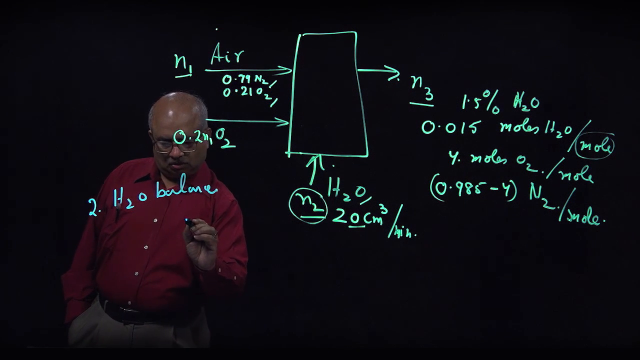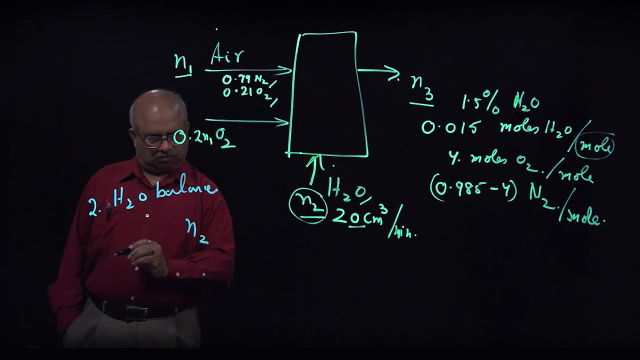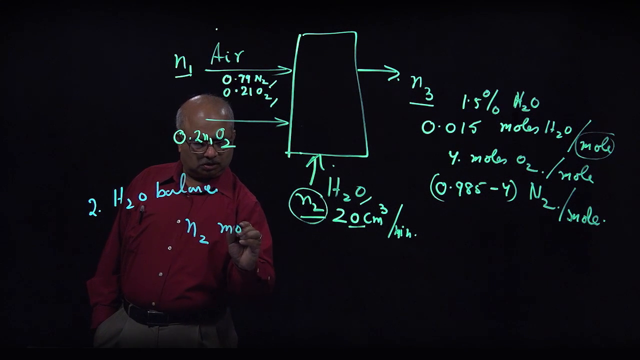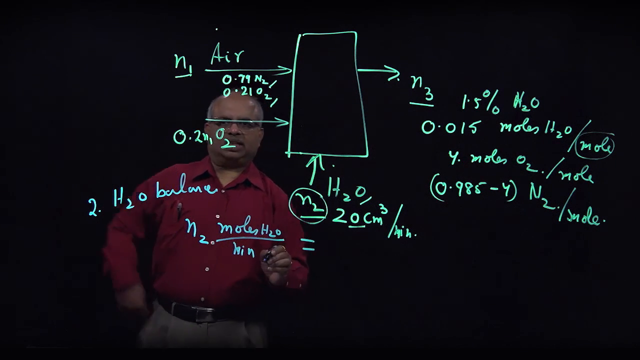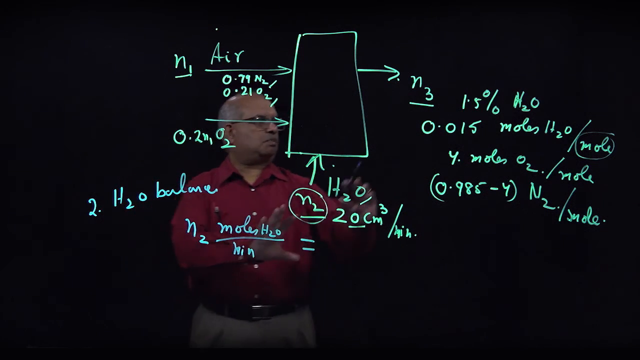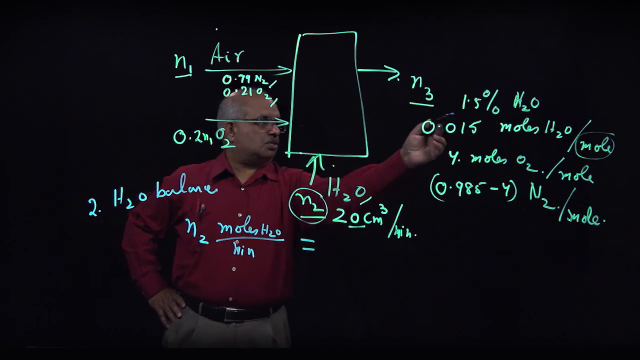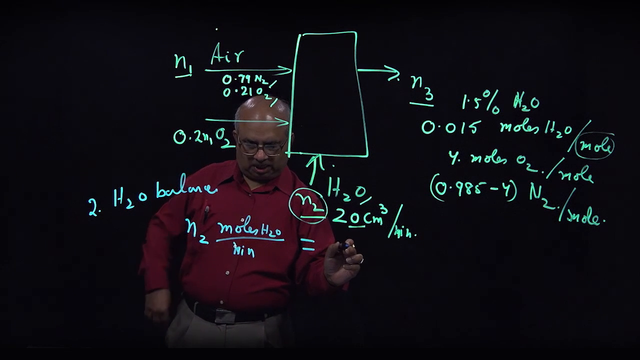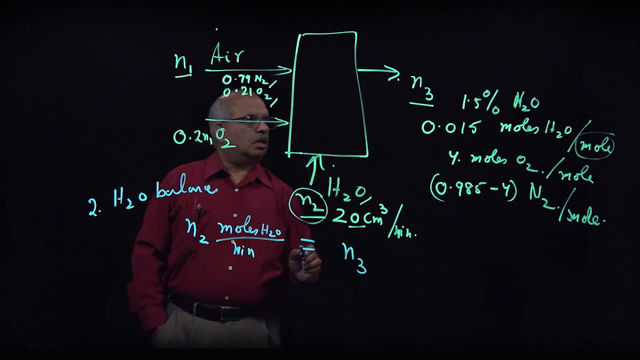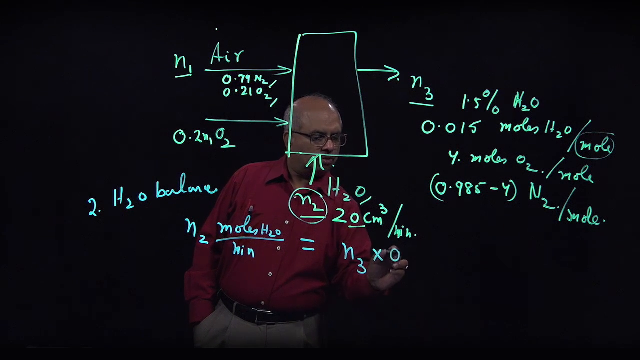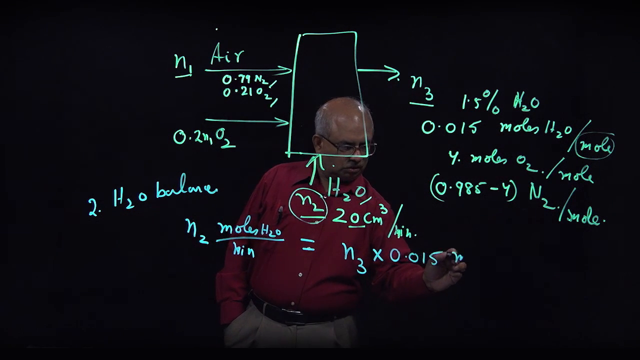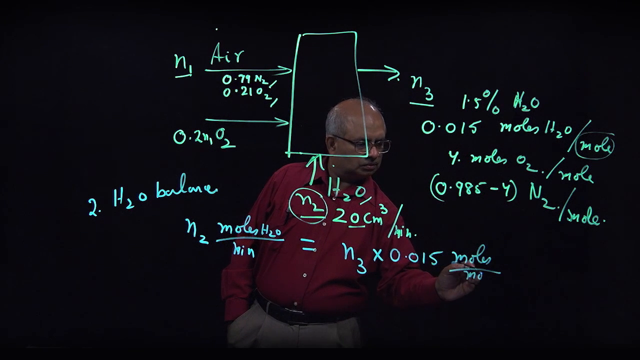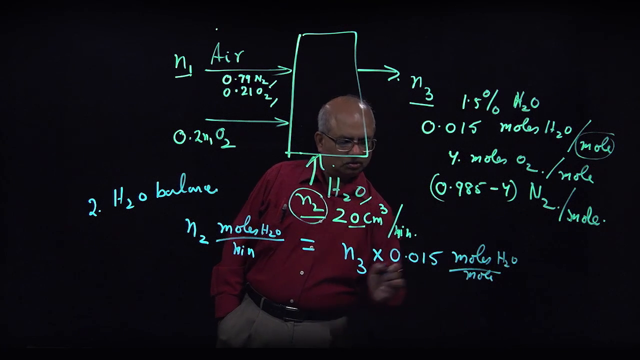So N2 is the flow rate in, which is moles of H2O per minute. Of course, we know this number, we already calculated, but this must be equal to, there is no other H2O going here or here, so this must be equal to the moisture that is coming out here, which is actually N3 times 0.015, right? This is 0.015 moles of H2O per mole of total gas, right?